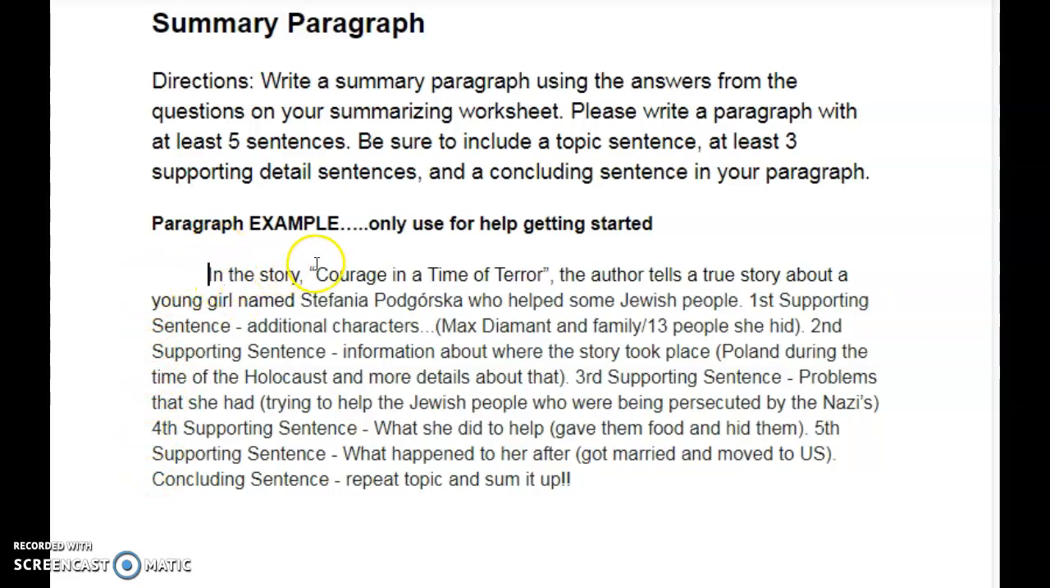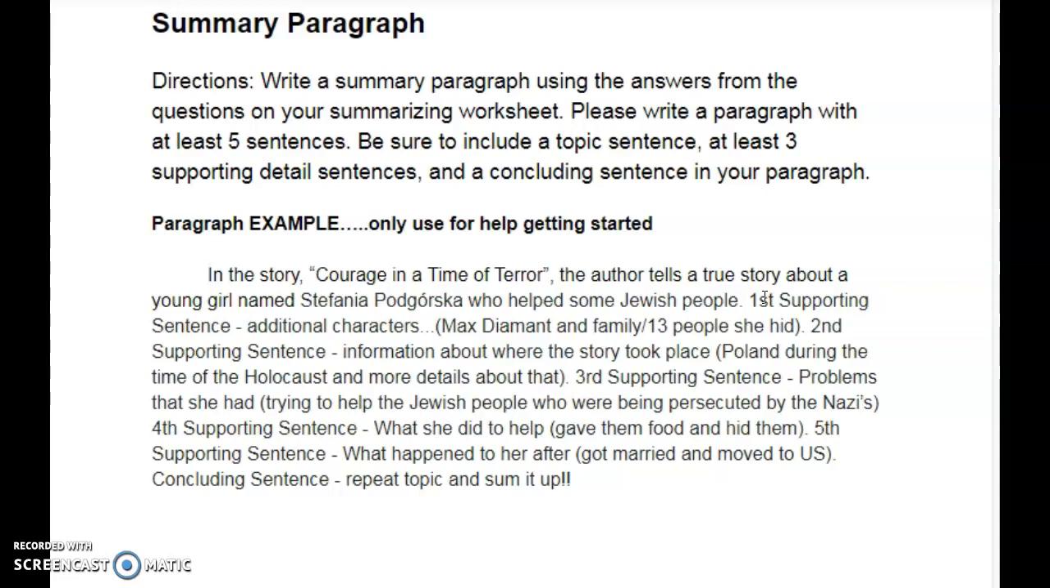So my topic sentence says, in the story, Courage in a Time of Terror, the author tells a true story about a young girl named Stefiana Podgorska, who helps some Jewish people. So that's just a nice way to introduce the title of the story and what this story is basically about. Then I have listed here 5 different supporting sentences that you could write.